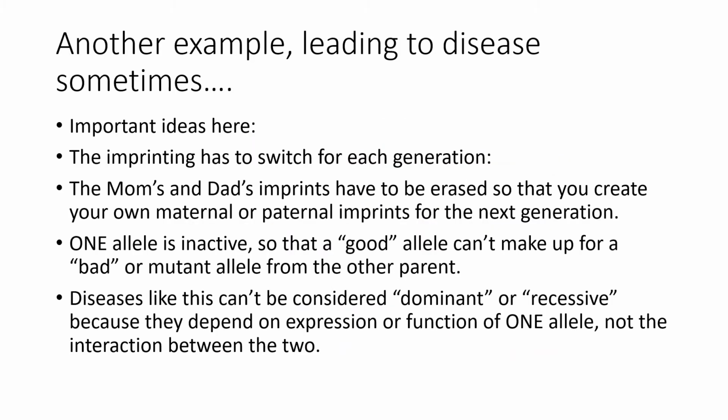Okay, so sometimes this situation can lead to disease because after all, we only have one chance to get it right. You can get a good allele from one parent, but if that's the silenced allele, that is going to cause problems. So we have to look at this cycle of imprinting erasure during your life and during embryogenesis, in order to see how this is going to work.